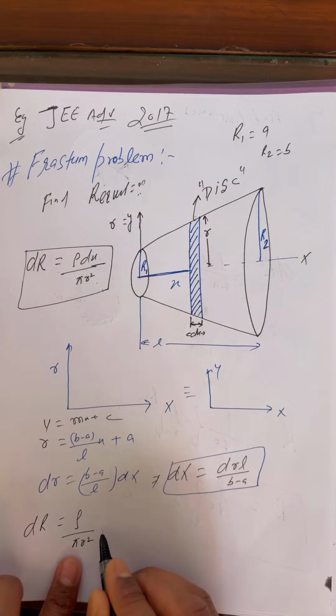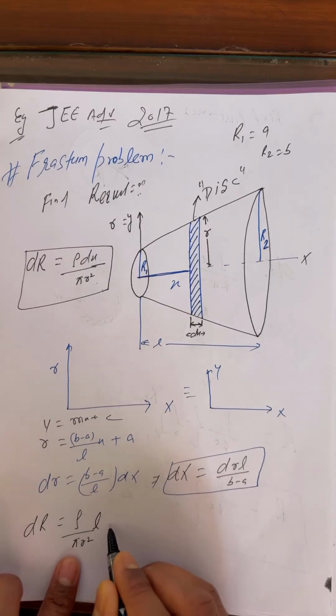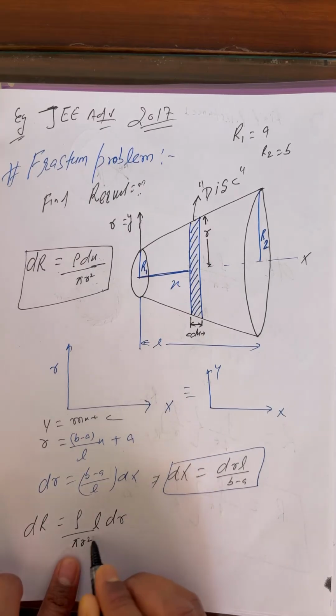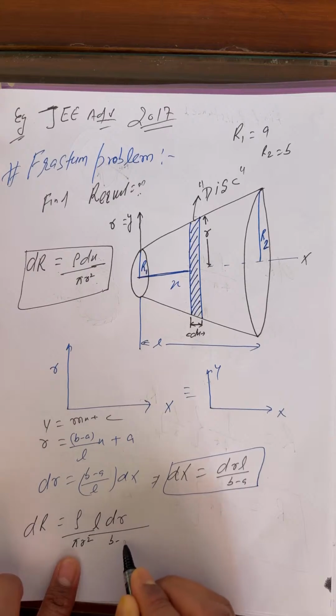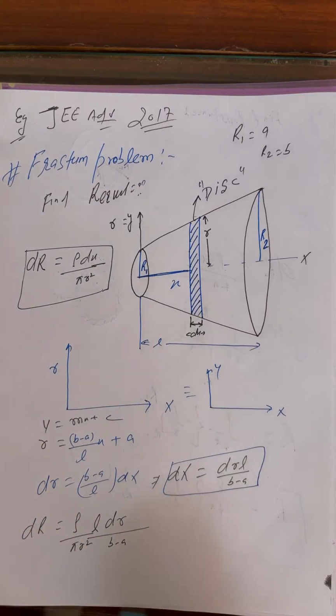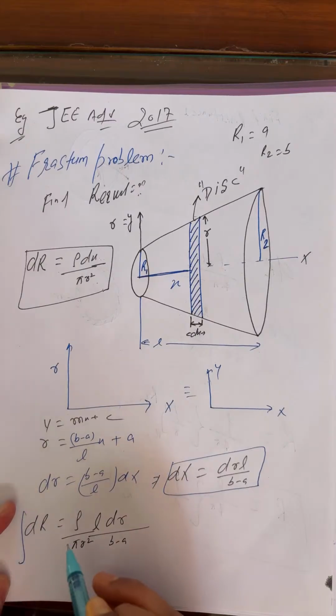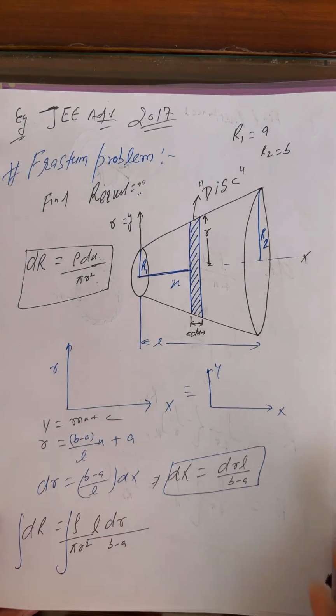So rho over pi r square, and dx we can write over there: this is L upon b minus a, times dr. Now just integrate both sides.